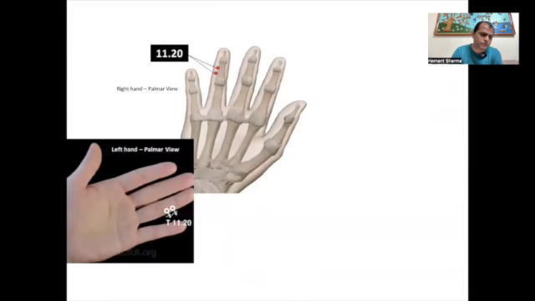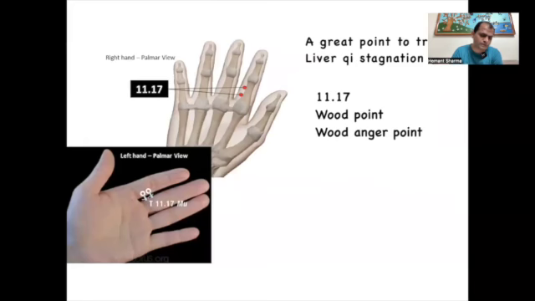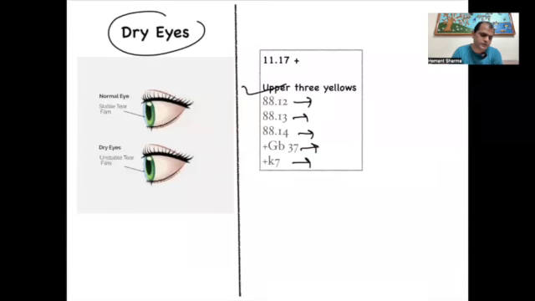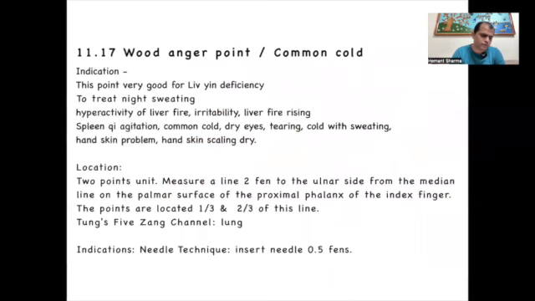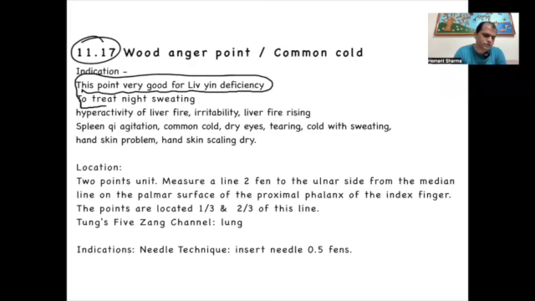Now today I'm telling you, if you combine 11.17 with 88.12, 13, 14 and gallbladder 37 and kidney 7, this becomes an excellent protocol for dry eye, right? So here I would like to bring your focus: 11.17 is very good for liver yin deficiency. So it also treats night sweating, right?